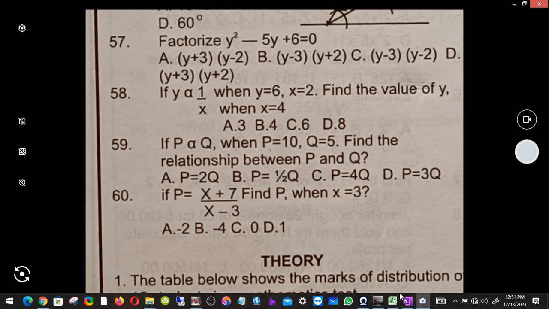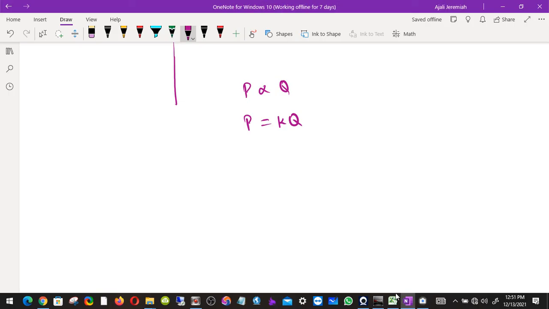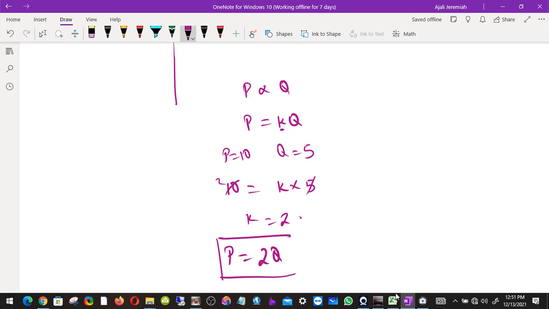Then the equation says when P is equal to 10, Q is equal to 5. With this we can now get K, so that we get our relationship. So put it here: 10 is equal to K times 5. Cancel. So K is what? 2. Substitute it here to get the relationship. P is equal to what? 2Q. So this is our relationship, formula or law.